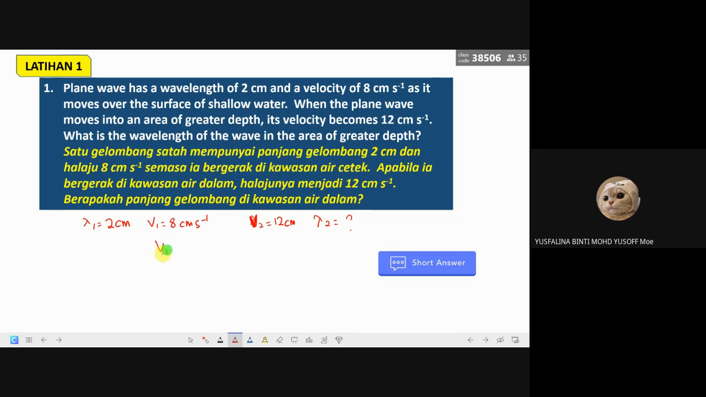So we use the formula V1 over lambda 1 equals V2 over lambda 2. V1 is 8, lambda 1 is 2, V2 is 12, and lambda 2 you need to find. So you just cross multiply. 8 times lambda 2 equals 12 times 2, which is 24. So lambda 2 is 3 cm. Okay, so that's the answer. So let's check your answers.